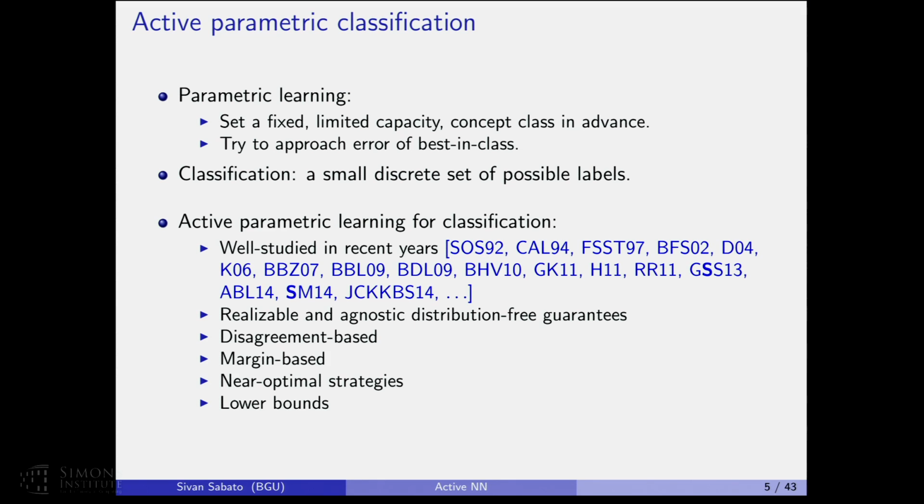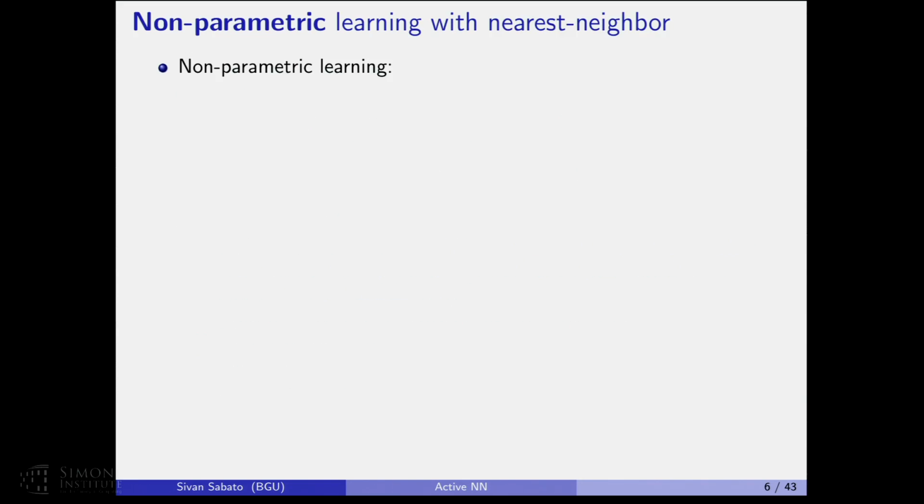So today I'm going to talk about 2 problems that do not fall into this setting. Mostly I will talk about the non-parametric setting, and then I will talk about regression, which is also not a classification problem because the labels are not discrete. So, okay, let's talk about non-parametric learning. What do I mean by non-parametric learning? I just mean that we don't assume any specific concept class.